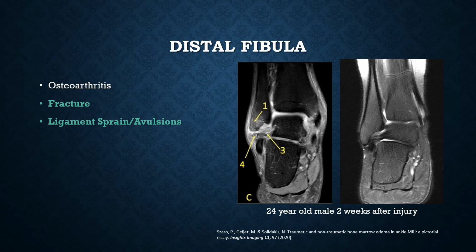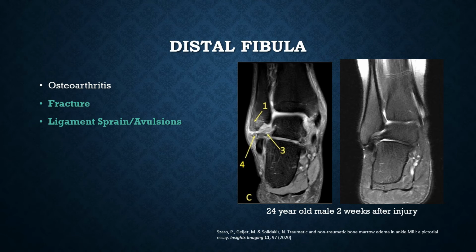Bone marrow edema in the distal fibula has similar causes to those we discussed regarding the distal tibia, but in this case we have a mildly displaced fracture fragment pointed to here in this image by arrow number 4. The fracture fragment is displaced distally a couple of millimeters, and we have bone marrow edema not only in the fragment but in the underlying distal fibula with adjacent ligamentous injury.